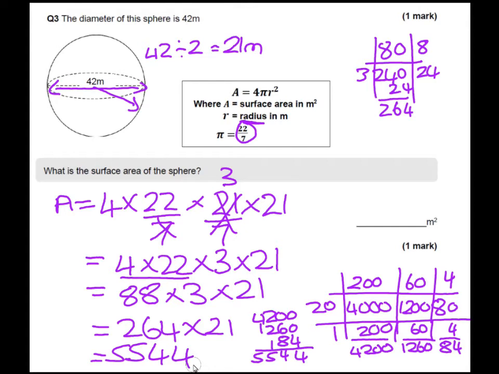So the surface area in meters squared of our sphere is 5,544 meters squared, and all of that working out for just the 1 mark.